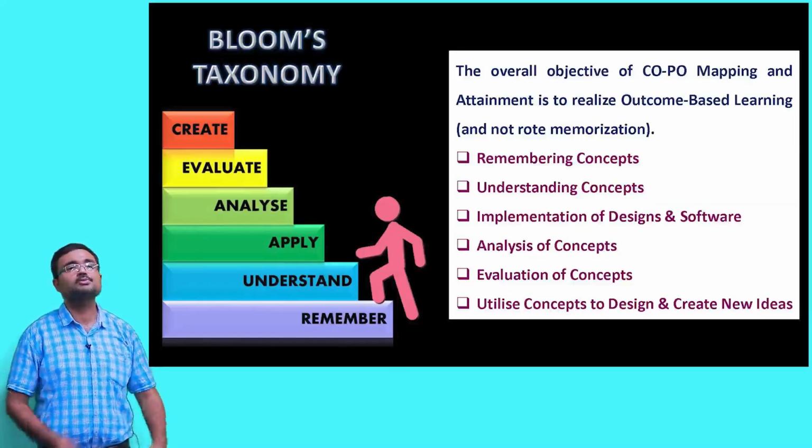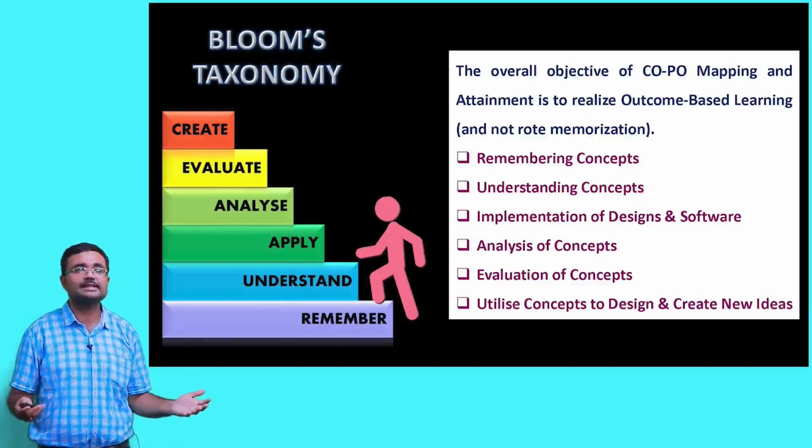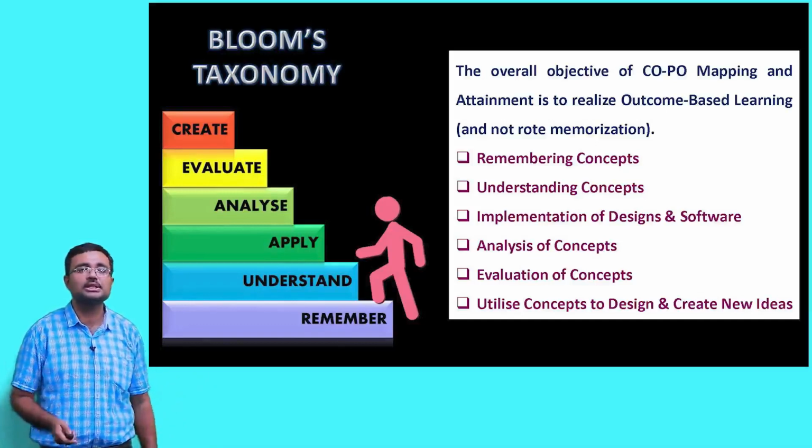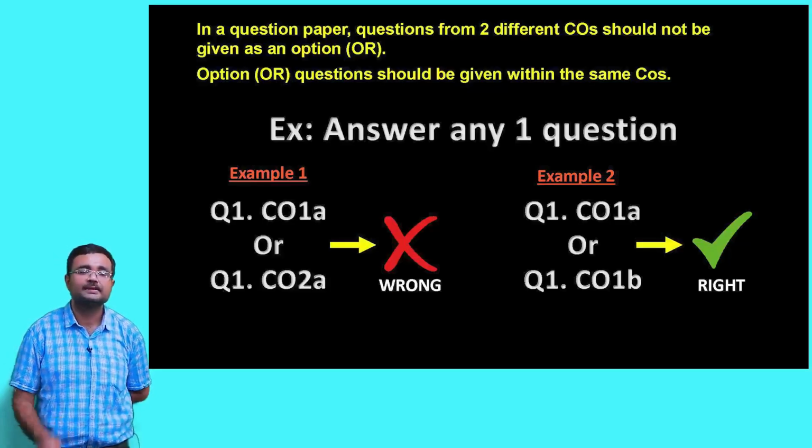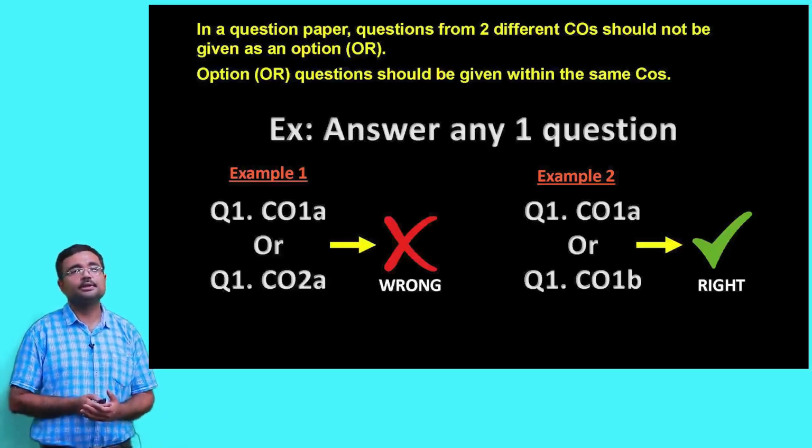So I go back to this Bloom's taxonomy and say that yes, I talked about remembering, understanding, apply, analyze, evaluate, create. The overall objective of COPO mapping and attainment is to realize outcome based learning and not rote memorization. So what next? This is very important.